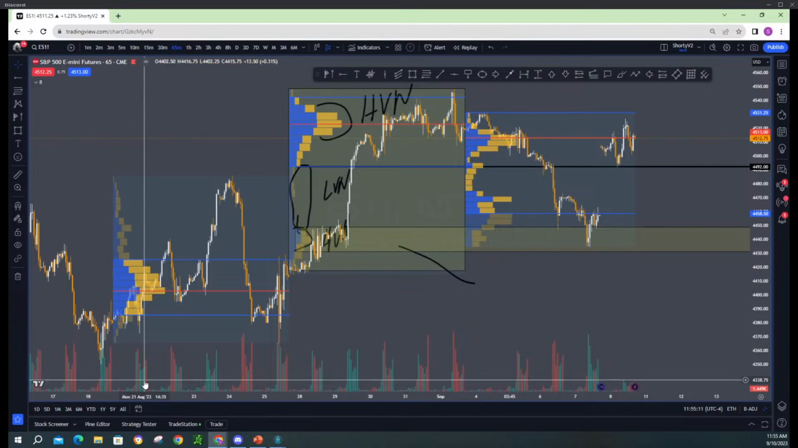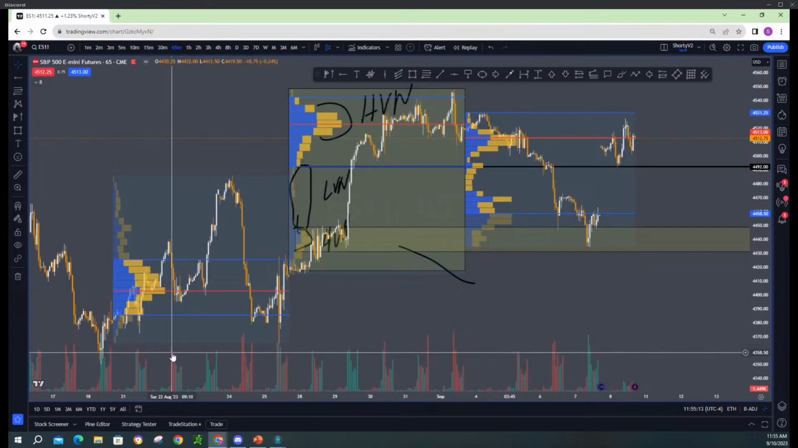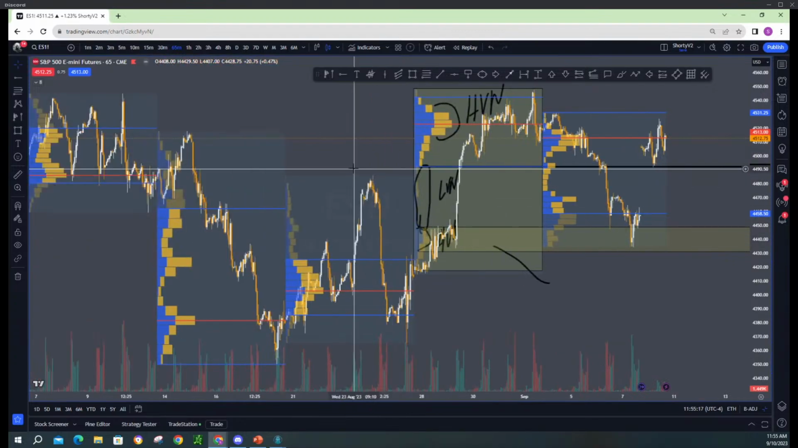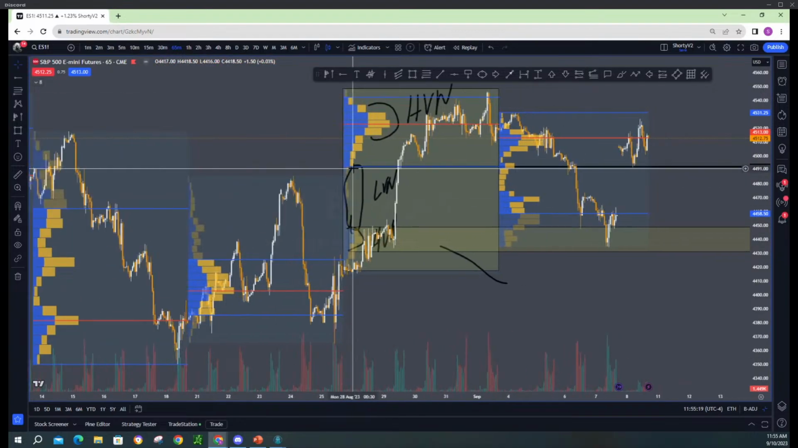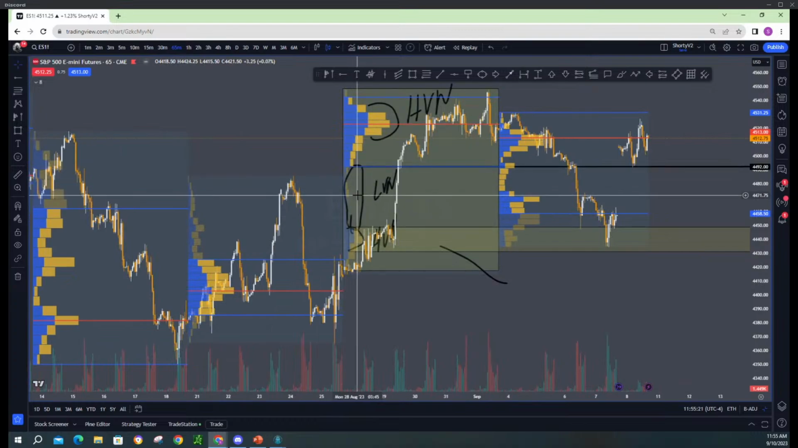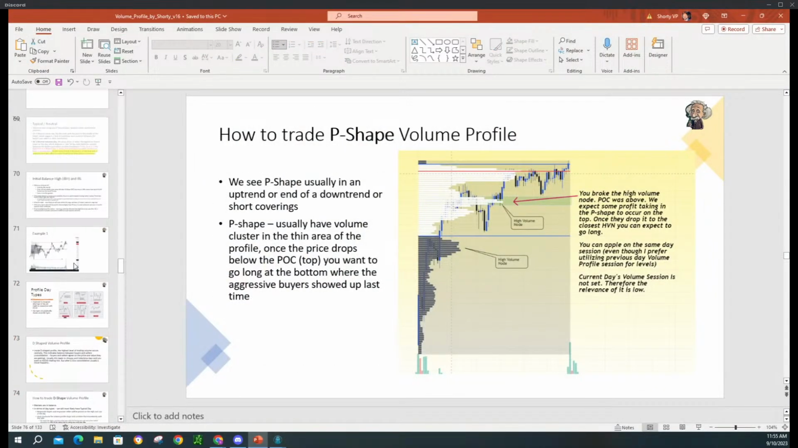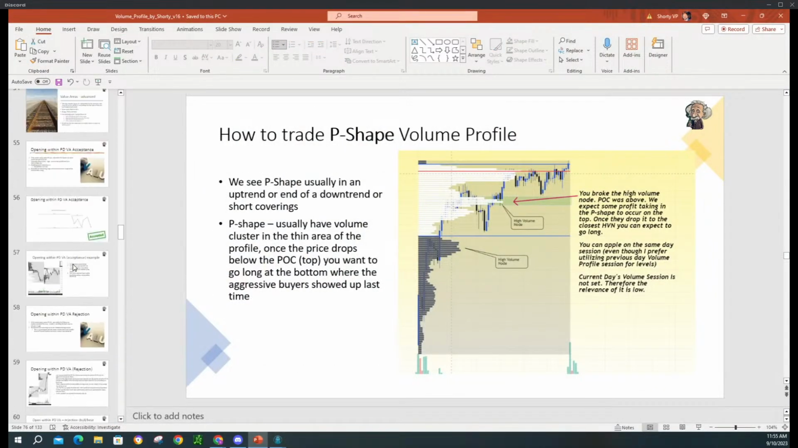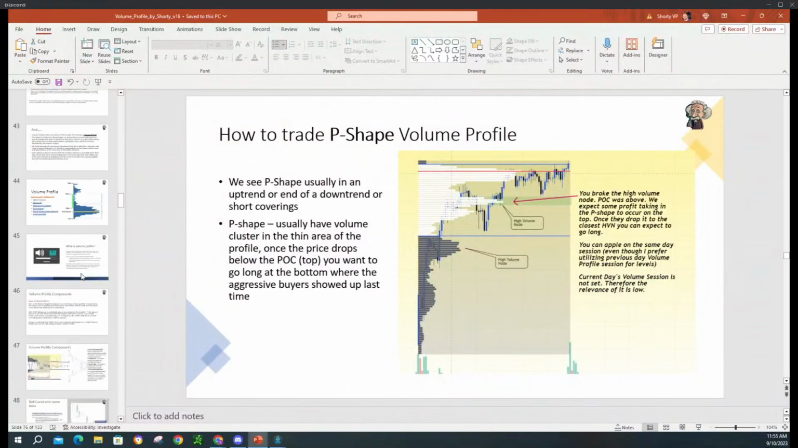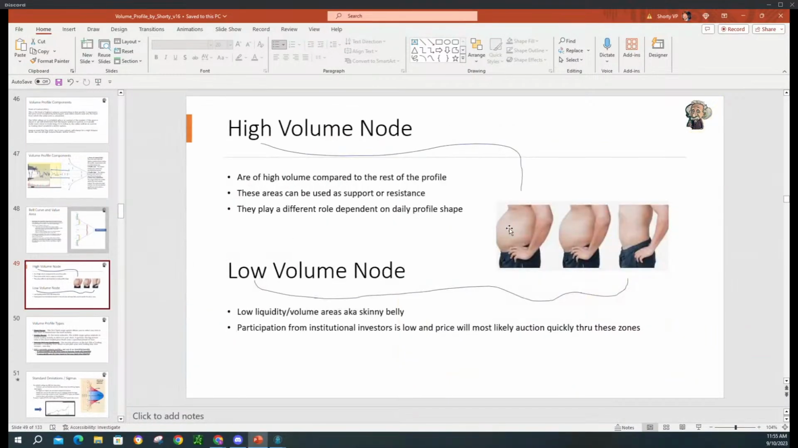Does it make sense to everyone? I'm giving you piece by piece, slow. Yes, Shorty. And that empty space there, we call that the skinny belly. Correct. Low volume node, or skinny belly, usually means that there's no volume there, so price goes really fast through there.